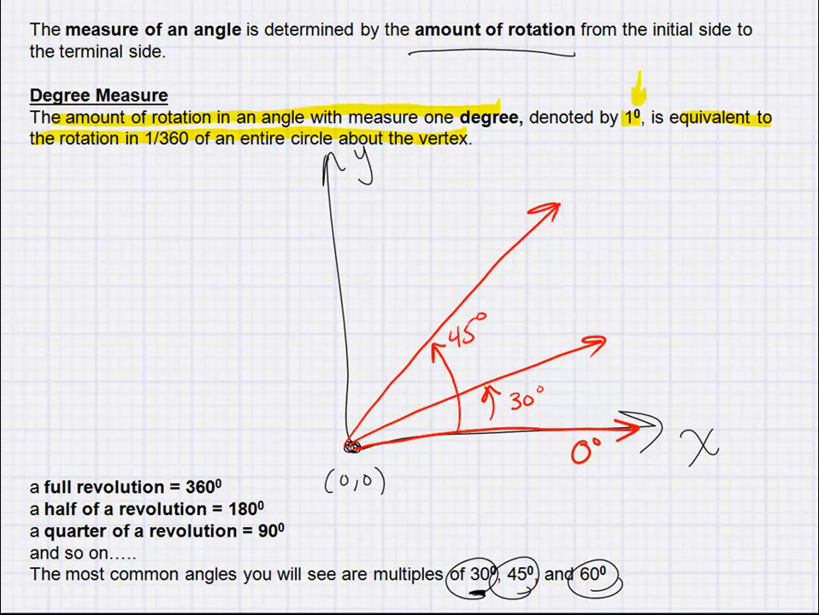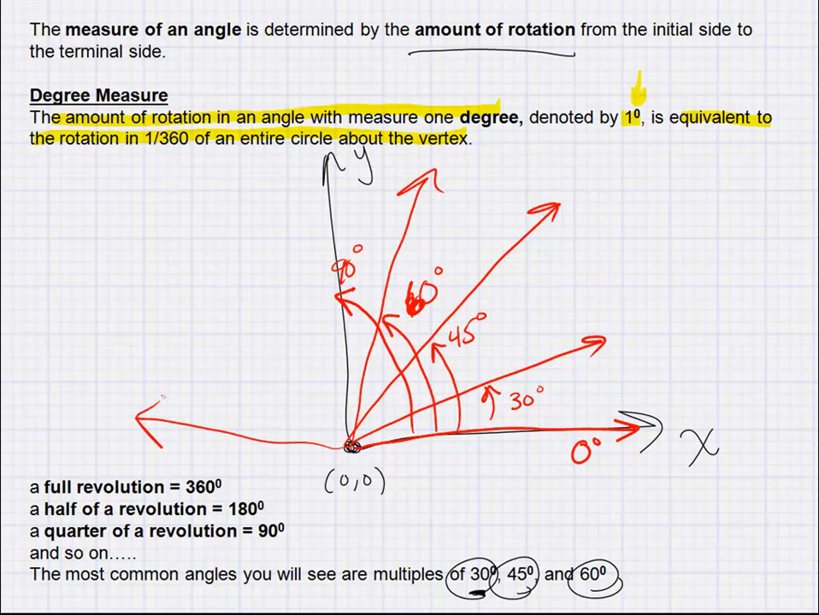If I go 60 degrees rotation here, and then a quarter rotation around the circle, which would put me on the positive y-axis, that would be 90 degrees. Okay, so these are your common angles you're going to see. And then what I'm going to do is put those around the xy plane, so then multiples of those angles.